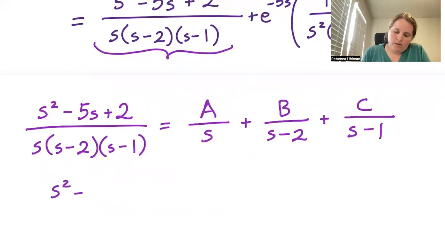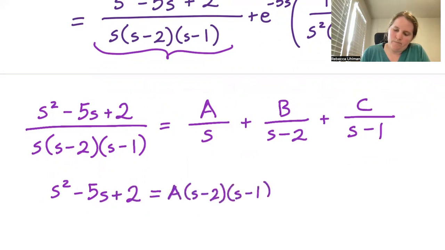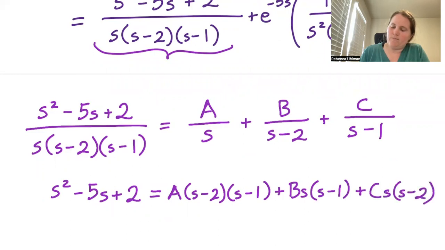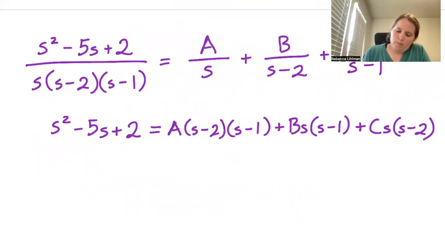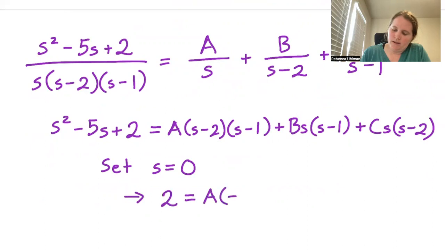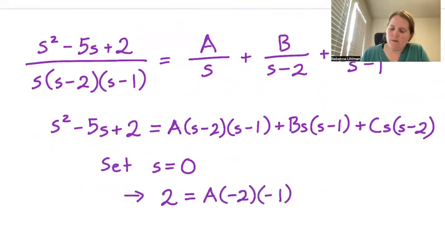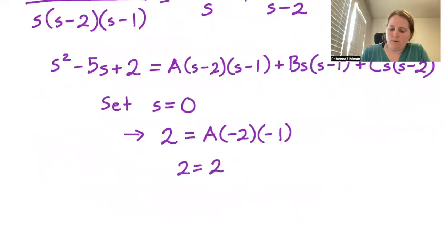Or s squared minus 5s plus 2 is equal to A times s minus 2 times s minus 1 plus B times s minus 1 plus C times s minus 2. If I set s equal to 0, then we wind up getting 2 is equal to A times negative 2 times negative 1, or 2 is equal to 2A, and so we get that A is equal to 1.